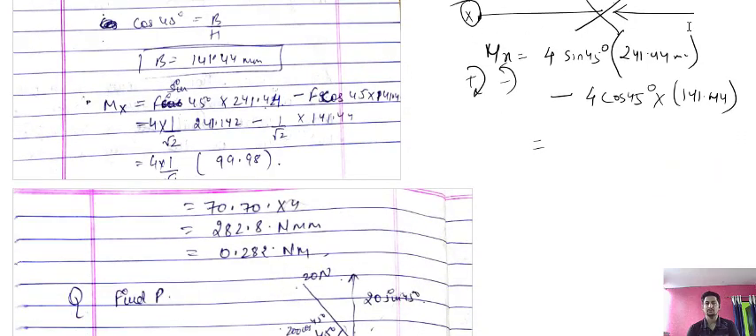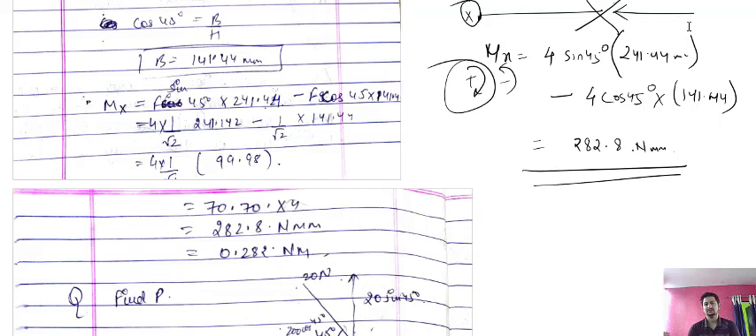By solving this you will get the value of the moment at x point. Suppose this comes out to be 282.8 Newton mm. If it is positive, that means the resultant moment will be in clockwise direction. So you can write down here clockwise direction. And if it comes out to be negative, that means the resultant moment will be in anti-clockwise direction. So this is how you need to solve the numericals. Okay, thank you.